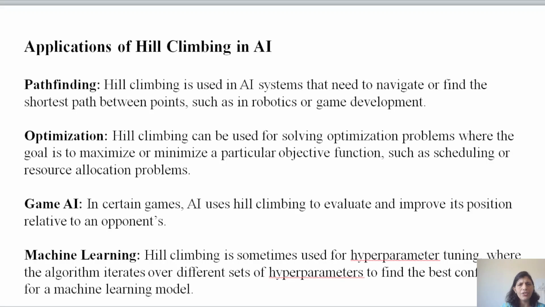Next is the application of hill climbing in AI. Pathfinding, traveling salesman problem, optimization. We will optimize the result. Game AI: in certain games, AI uses hill climbing to improve its position relative to its opponent. Machine learning means we can train our machine according to the given data set and it will work accordingly.